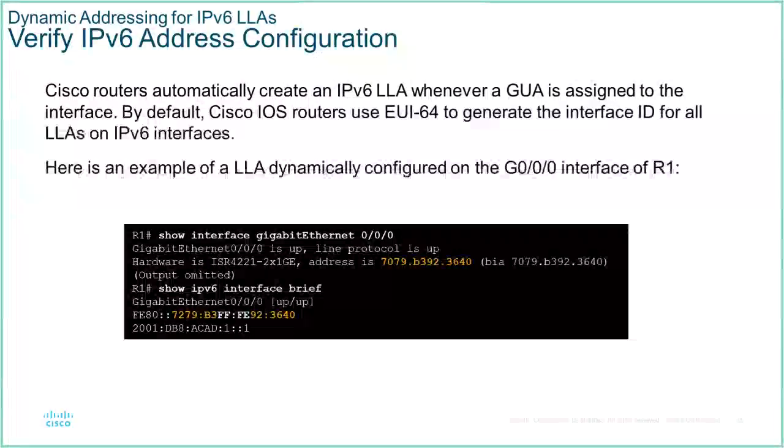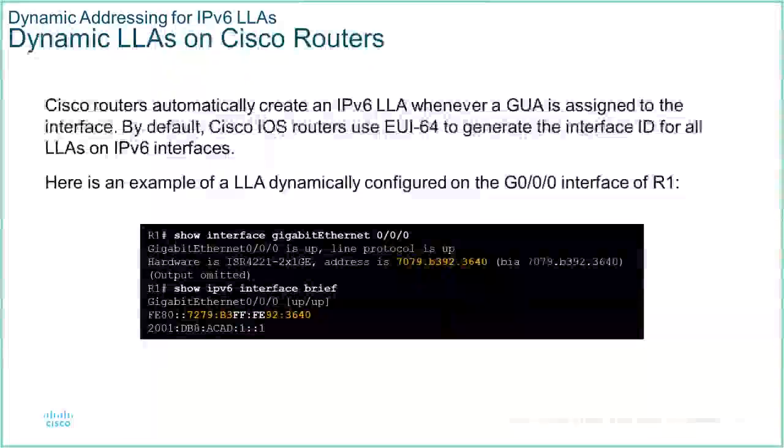Alright, so to verify, if we go back, show interface gigabit, you'll come across the MAC address. And if you do the show ipv6 interface brief, you'll see the link-local being there using that MAC address with FFFE slotted in. And there's our IPv6 interface configured.